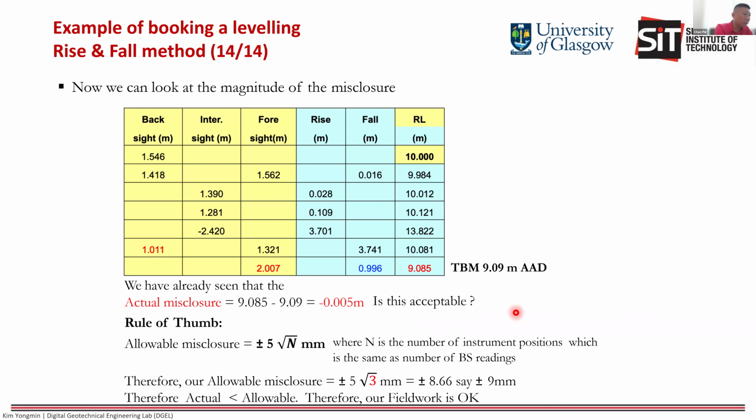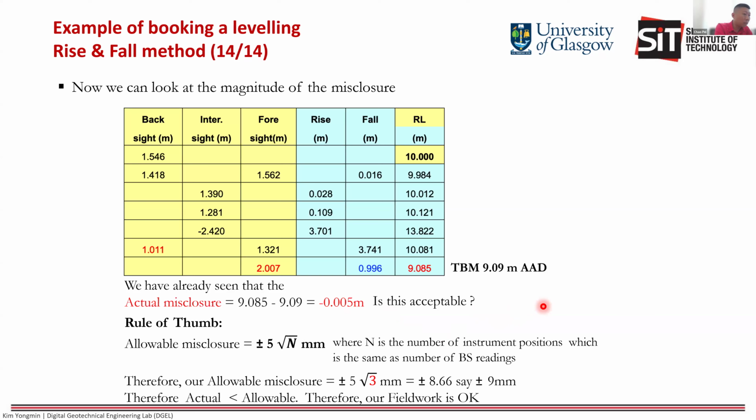So there is an error. The error is 5 mm. But is that an acceptable error? How to check whether it is acceptable? There is a rule of thumb. The allowable misclosure is plus minus 5 times the square root of n.